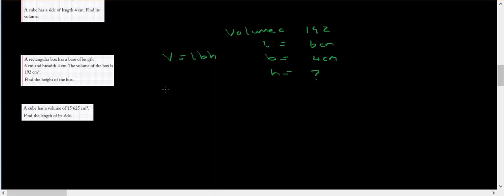So what you can do is fill this out. We can say length by breadth by height is equal to volume. So we can put in what we have. Length is 6, by breadth, which is 4, by height, and we'll just leave it as h, that's the unknown, is equal to 192. That's 192 cubic centimeters.